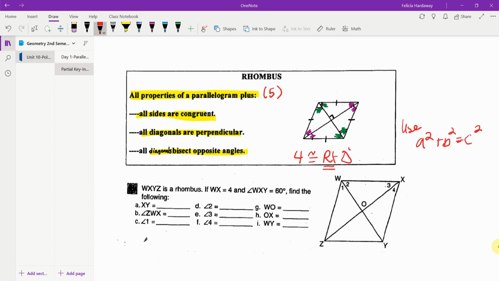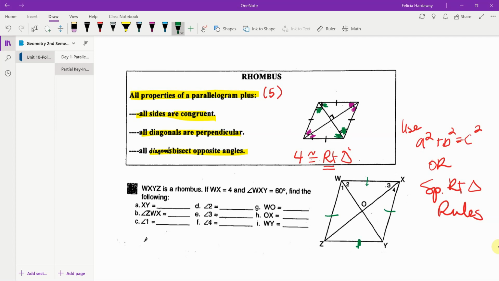Or, depending on the angle measurements, your special right triangle rules. And that, I believe, applies for this one. So if you look here, I'm going to label the given information. We have a rhombus, so we know all these sides are going to be congruent.